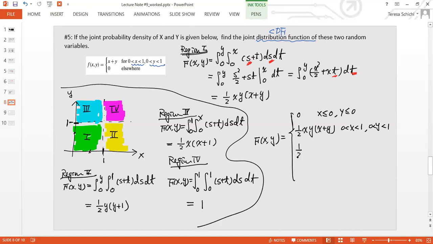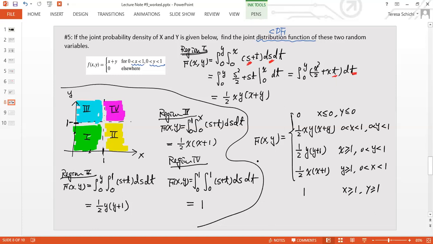So we'll say this one is 1/2 y(y plus 1). What happened to here? This x is already greater than or equal to 1, but y is still between 0 and 1. Then the other one here is 1/2 x(x plus 1). This one is y greater than or equal to 1, then x is between 0 and 1. Then the last one here is 1. This is when x is greater than 1 and y is greater than 1.